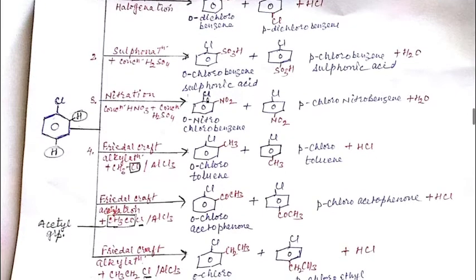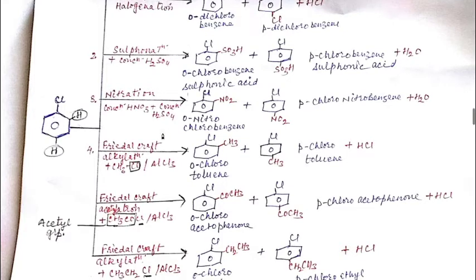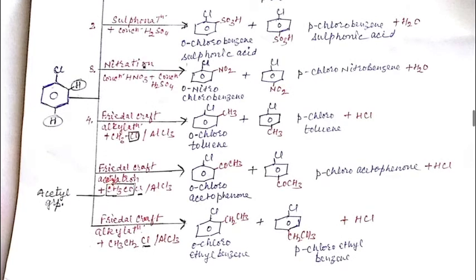Second property is sulfonation. When aryl halides are treated with concentrated H2SO4, then SO3H benzene sulfonic acid compound we get. SO3H gets substituted at the benzene ring and we get orthochlorobenzene sulfonic acid and parachlorobenzene sulfonic acid along with water H2O. Okay. Third is nitration.